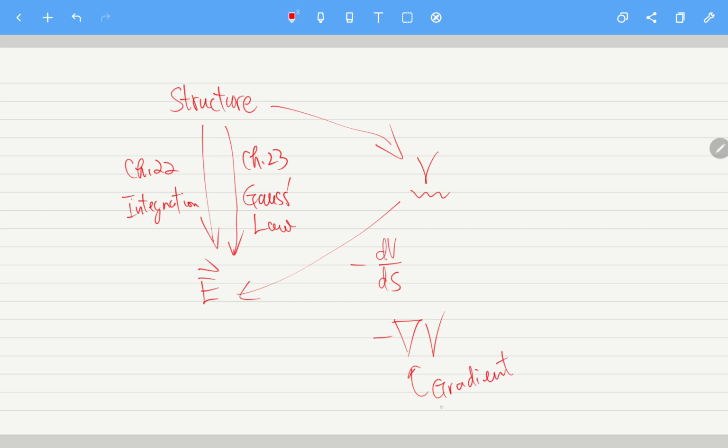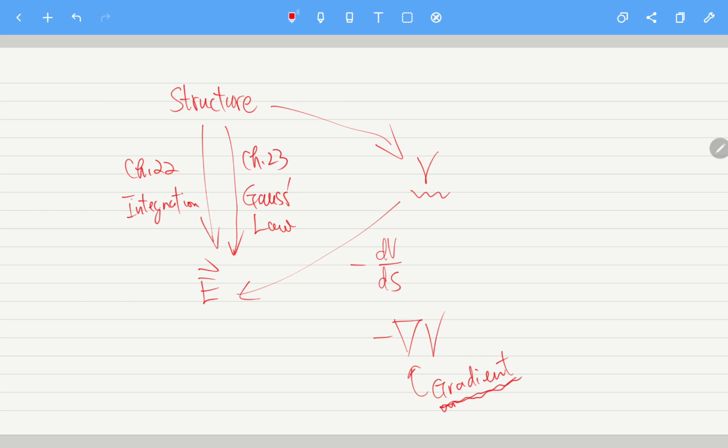You will learn this one in multivariable calculus. So this is not that difficult, although it has an upside down triangle. What does it mean? It's just like taking the derivative in multi-dimension, like 2 dimension or 3 dimension.